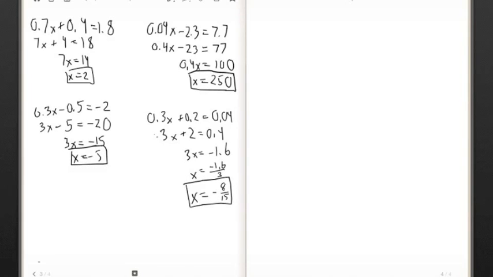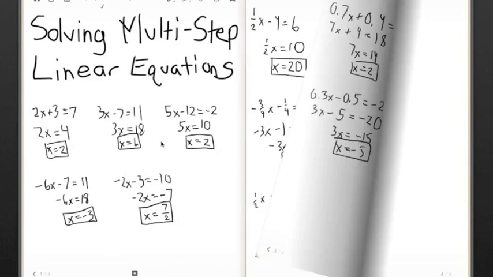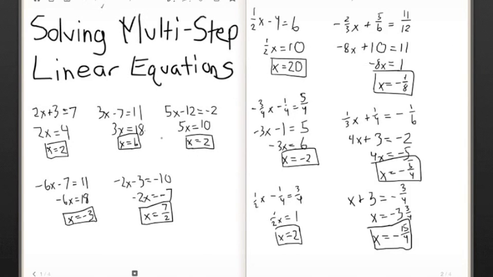Okay, and that is solving multi-step linear equations. So as you can see, really all it is is just putting two single-step equations together. You do the addition or the subtraction first, and then you do the multiplication or division. And there are really only two steps unless you have some fractions or decimals that you have to convert.